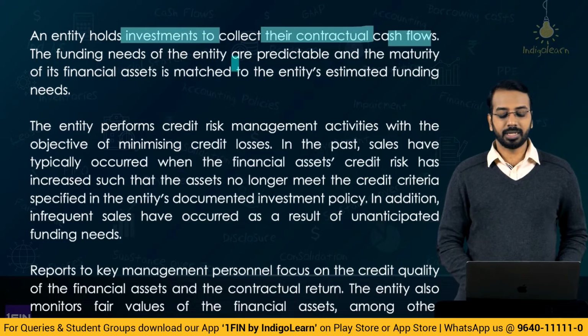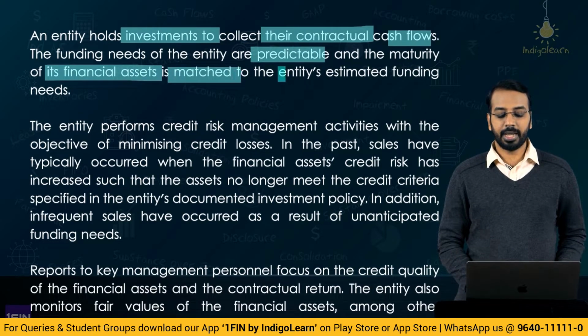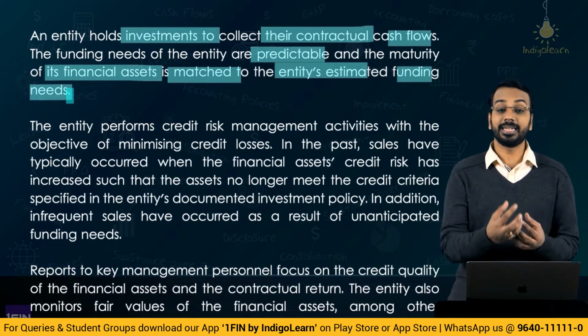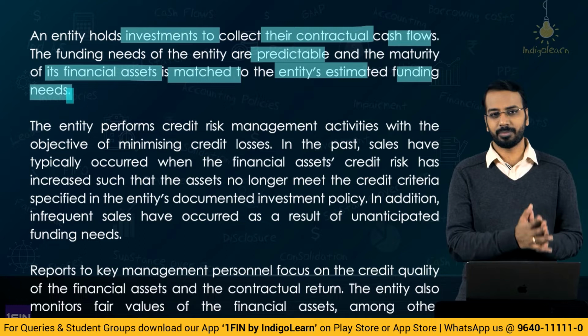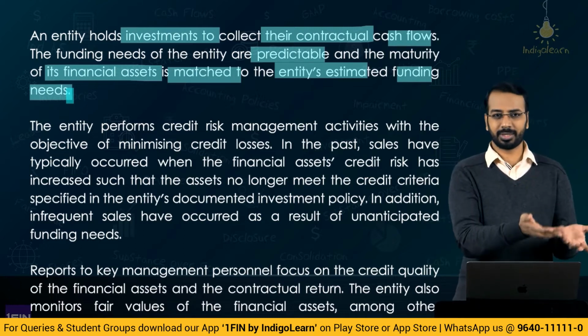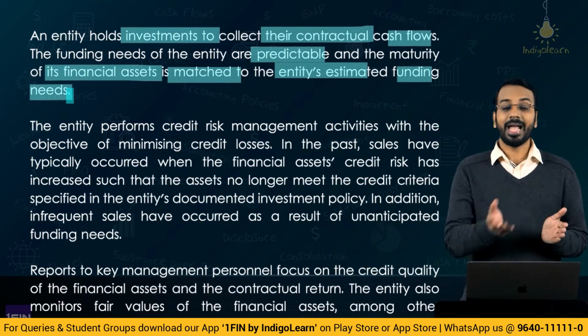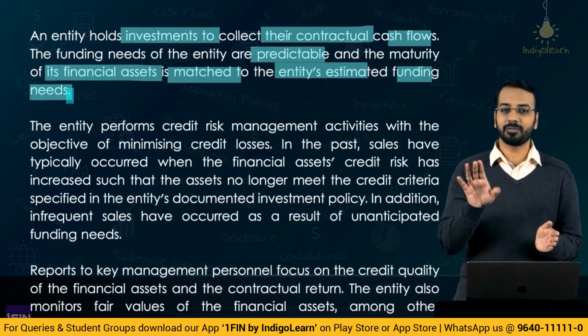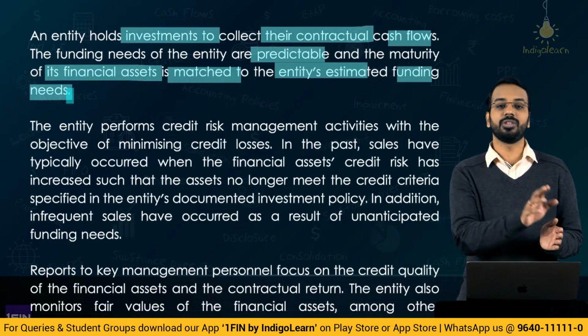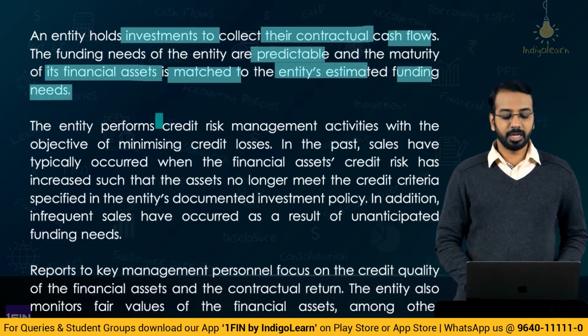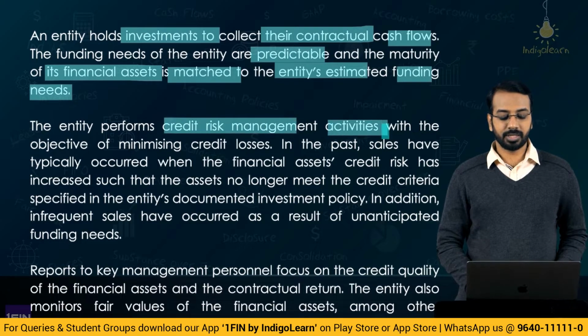The funding needs of the entity are predictable and the maturity of its financial asset is matched to the entity's estimated funding needs. Okay, so the entity may have some funding needs, maybe to buy some asset or maybe to repay a loan or something, right? So it needs money and these financial assets, the timing of the cash flows are matched with the funding needs. The entity performs credit risk management activities with the objective of minimizing credit losses.